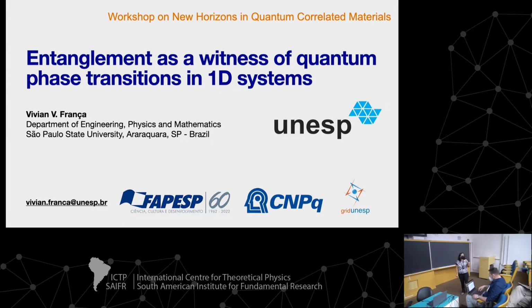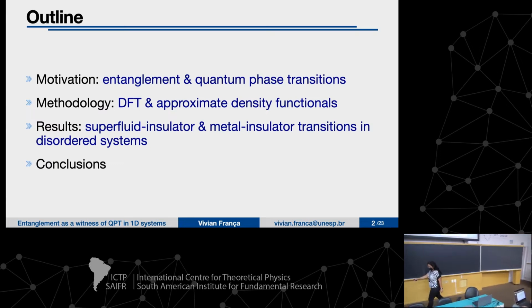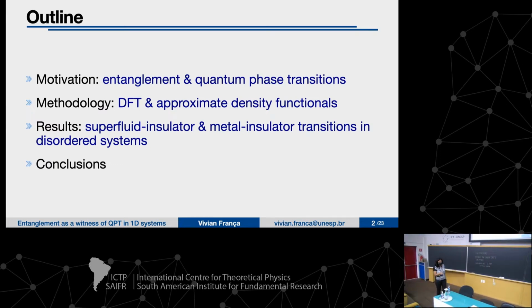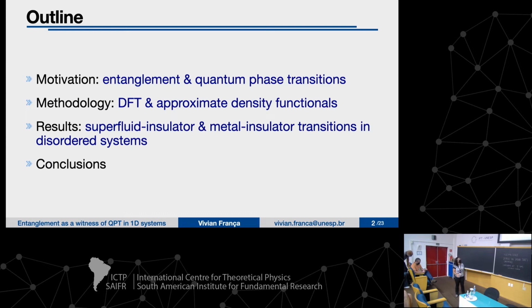Today I'm going to talk about how we have been using entanglement to detect and explore quantum phase transitions in 1D systems. Here's the outline of the talk. I will give you a brief motivation and then describe quickly the methods we use to quantify these entanglement quantities, and then focus on the results, where I intend to show you results on two distinct transitions, superfluid to insulator transition and metal to insulator transition, both in disordered systems, and conclusions.